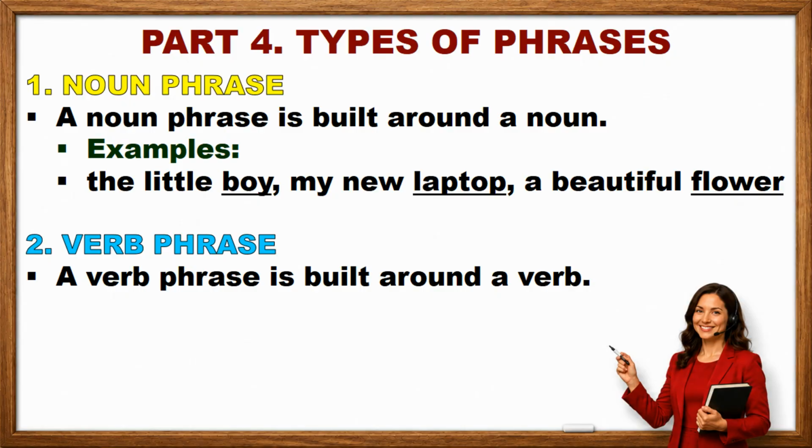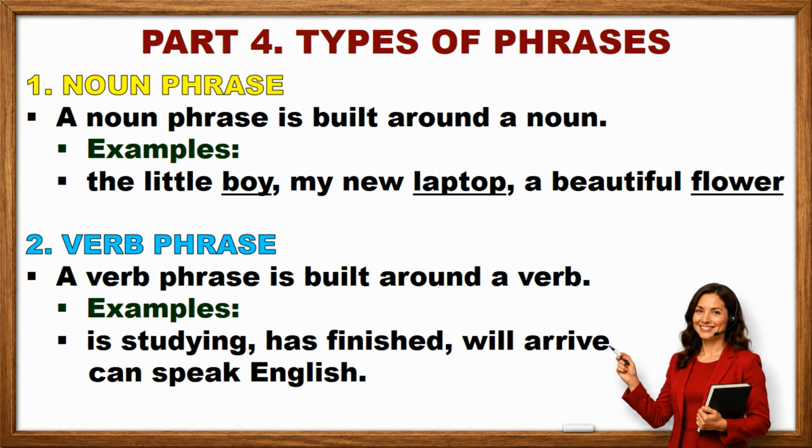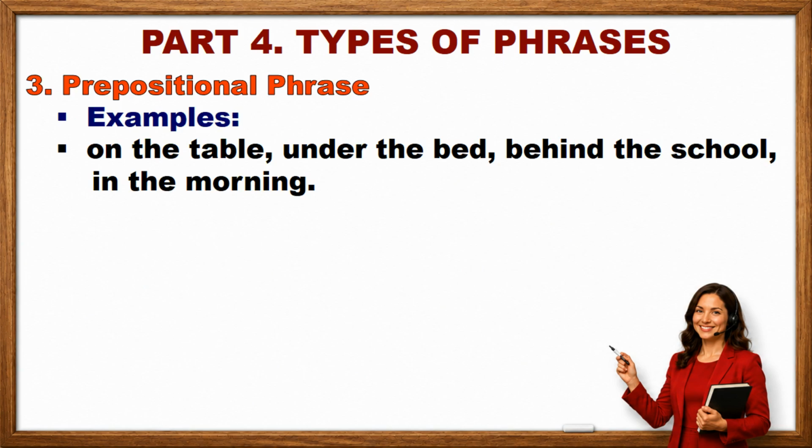2. Verb phrase. A verb phrase is built around a verb. Examples: is studying, has finished, will arrive, can speak English, etc. Notice that these examples do not have their own subject. They are just verb phrases. 3. Prepositional phrase. Examples: on the table, under the bed, behind the school, in the morning, etc. These begin with a preposition.